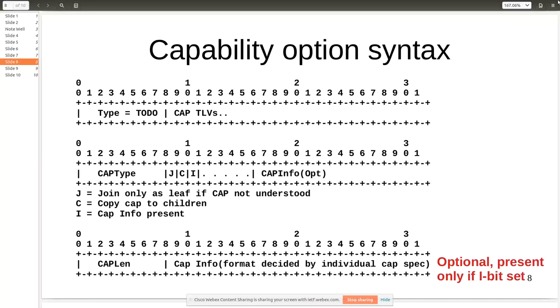Instead of doing it like this, we can do capability type, then capability length. After that, we can mention the specific information about that capability option. Meaning whatever the flag or any other information is will come after the length.